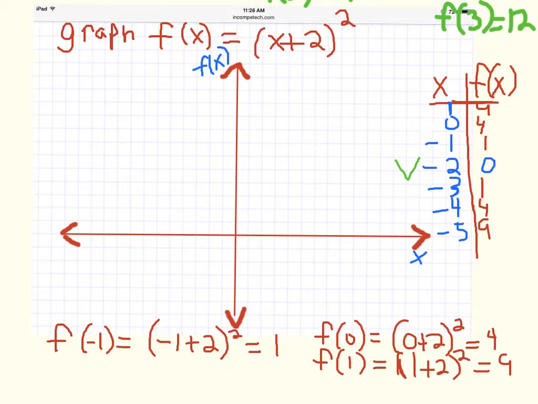So again, this time my vertex is actually on the x-axis over here at -2, 0. So that had the effect of shifting things to the left by 2, not up or down, when there was an addition or subtraction inside the parentheses. Then I've got -1, 1 and -3, 1, and then I've got 0, 4, and -4, 4, and then I've got 1, 9, and -5, 9. So we'll draw this parabola now. There it is.